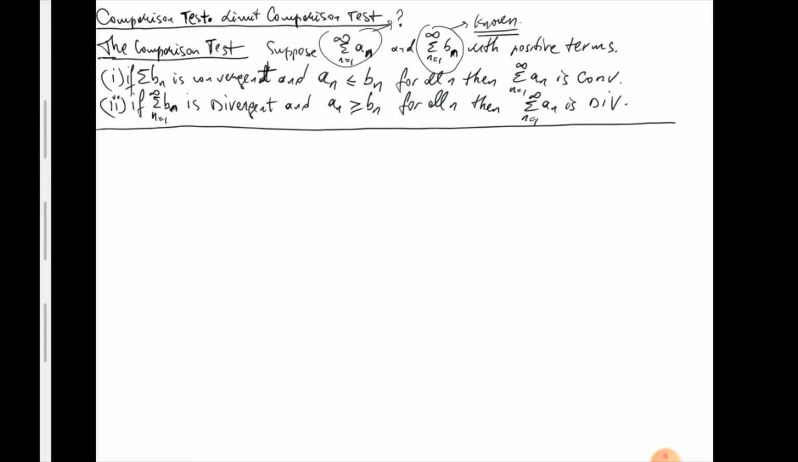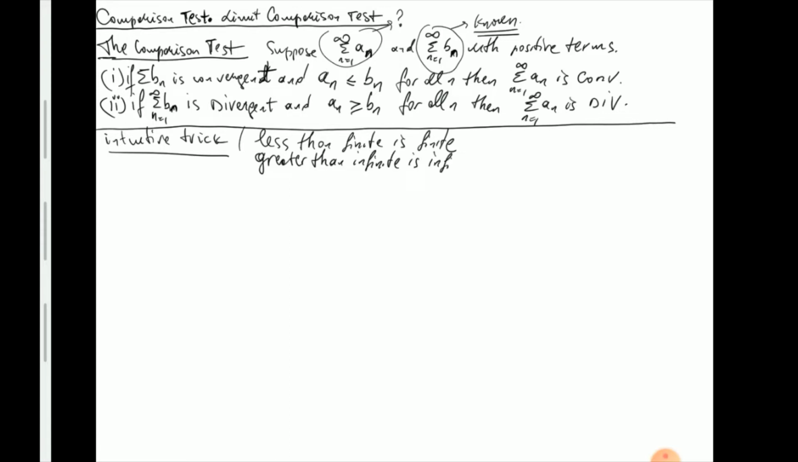Intuitively, let's say an intuitive trick, think in terms like this: less than finite is finite. Greater than infinite is infinite. That's what the test essentially says, these two parts. On the other hand, greater than finite, there's nothing we can conclude.